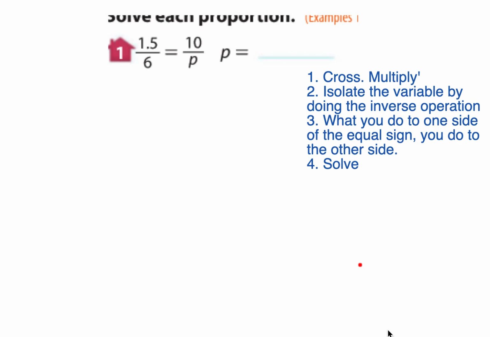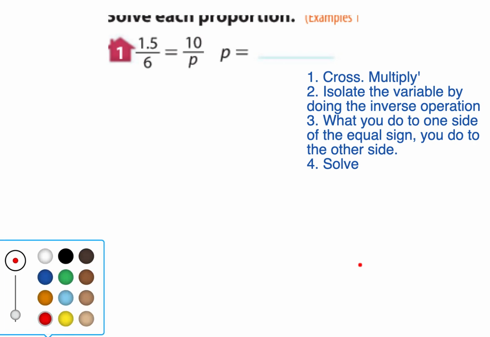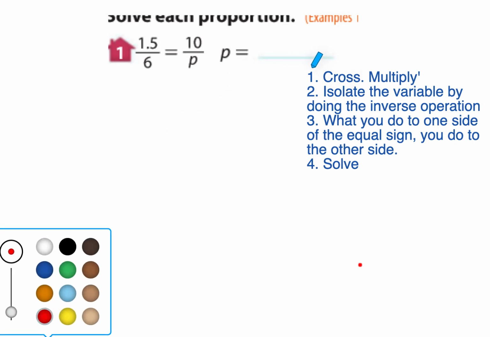To refresh your memory, because in a second you're going to be doing it on the draw tool. So right now, we're all going to look at the steps. This is super important in order for you to know how to solve things. Step 1 says to cross multiply.